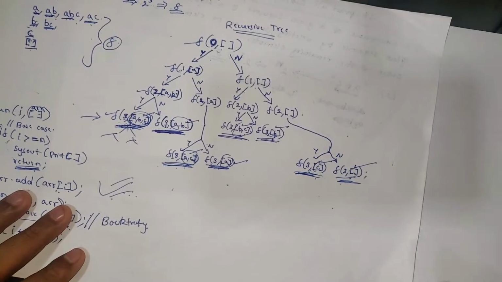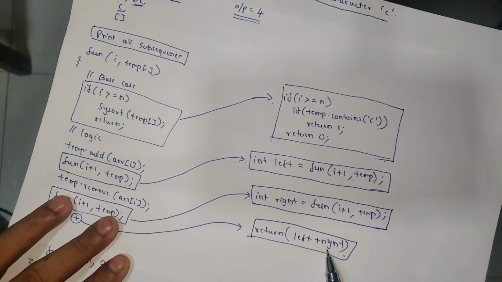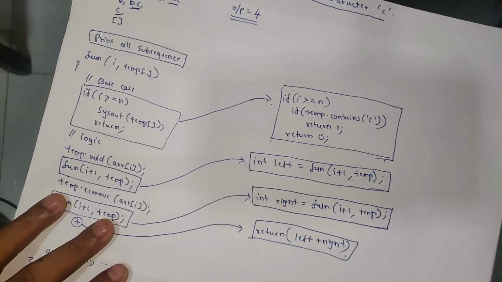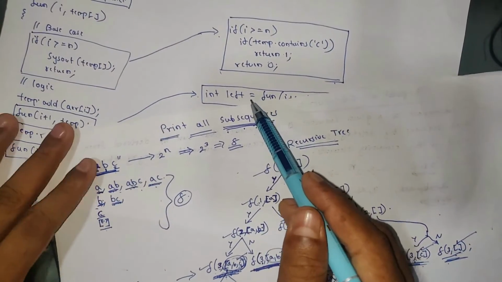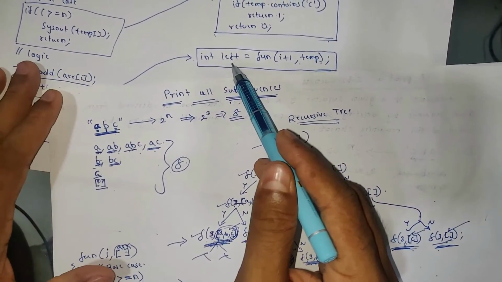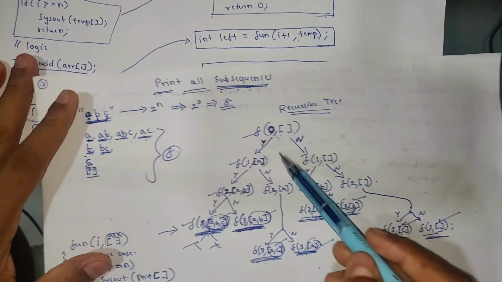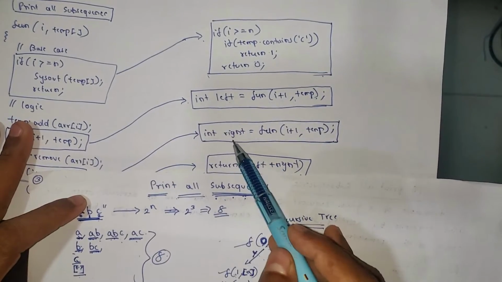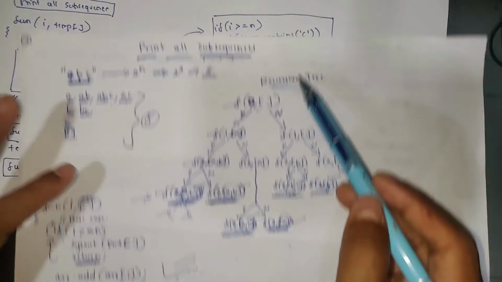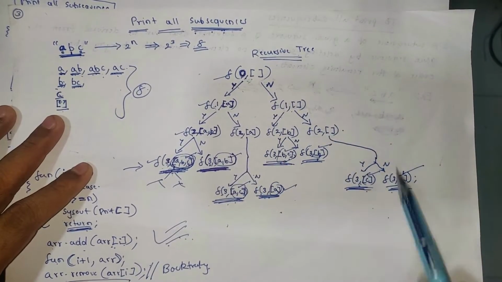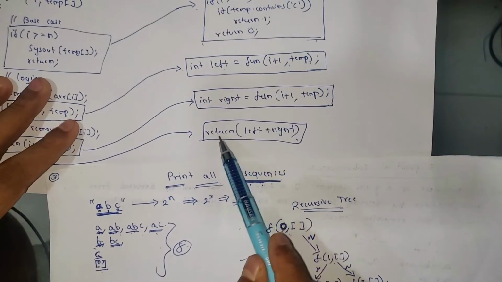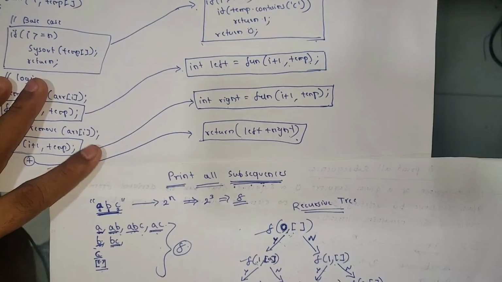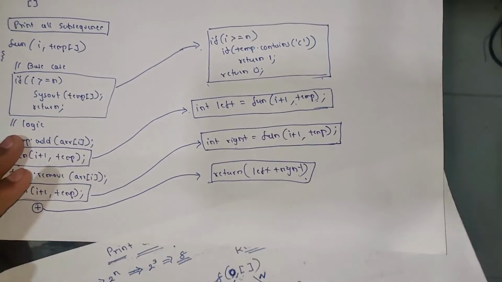That's why we are saying left plus right. First of all we are identifying how many ones we are returning from the left subtree here, and we are identifying how many ones we are returning from the right subtree here, right? And at the end we are returning left plus right. I hope this makes sense to you.